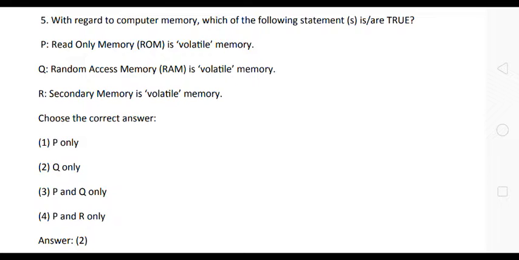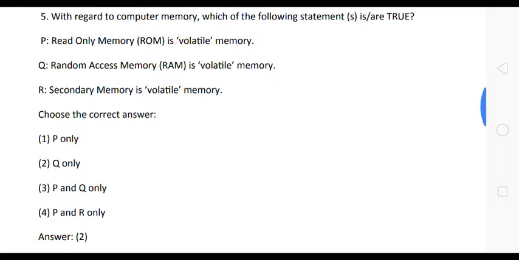Third, secondary memory is volatile memory. This is not correct. So here the correct answer is the second statement, Q. Random access memory is volatile memory. Option 2 is the correct answer. Option 2, here we have Q only true. Okay friends, now let us see the next question.